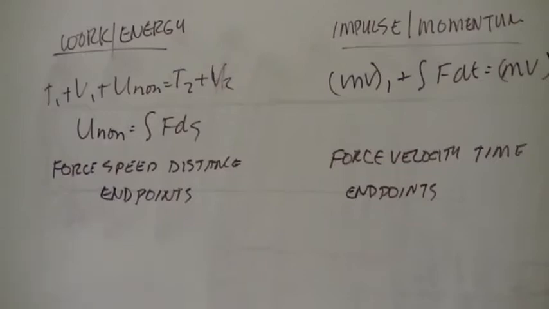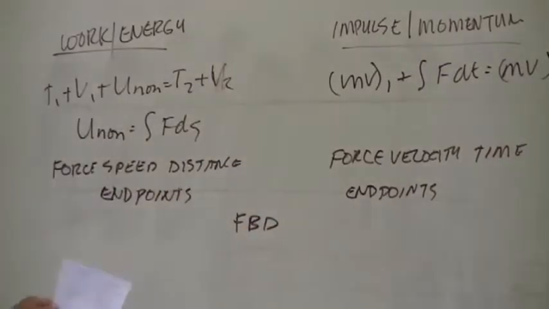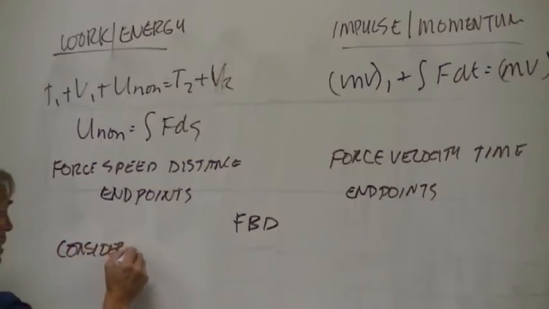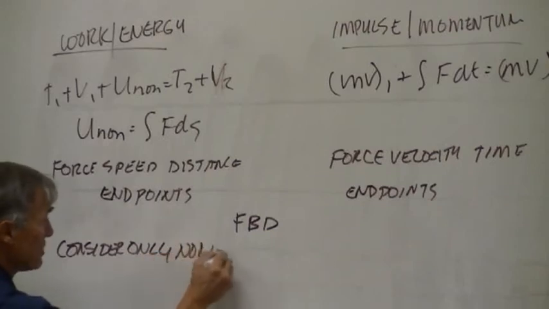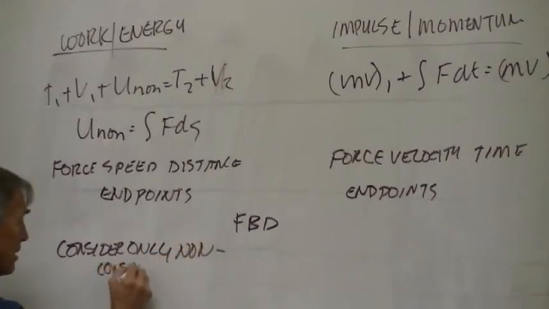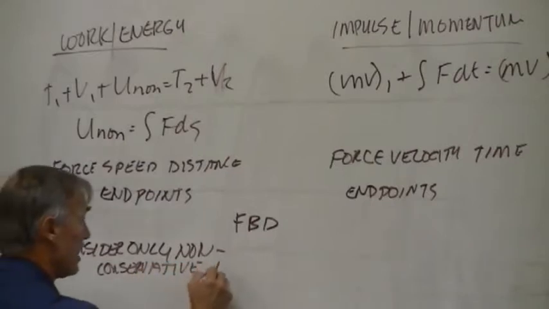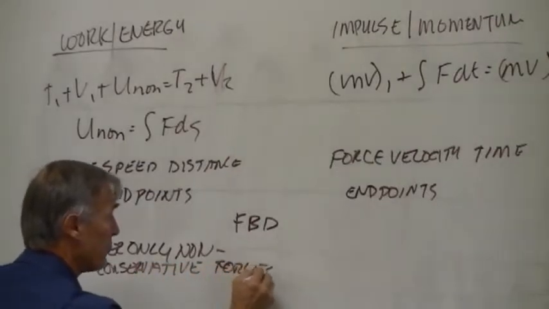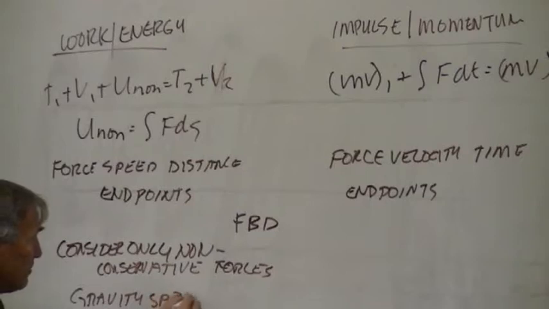All right, in both cases, you draw free body diagrams, of course. And over here in work and energy, consider only non-conservative forces. Again, this can be confusing. Only non-conservative forces, and the reason is because gravity and springs are potential energy.